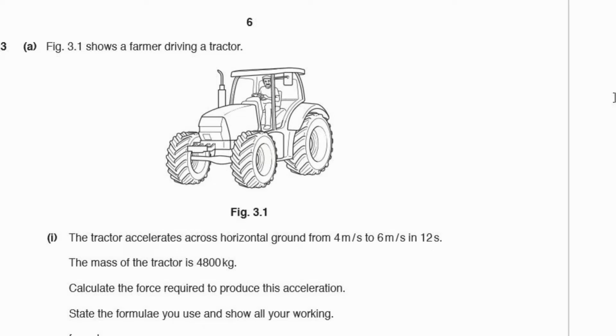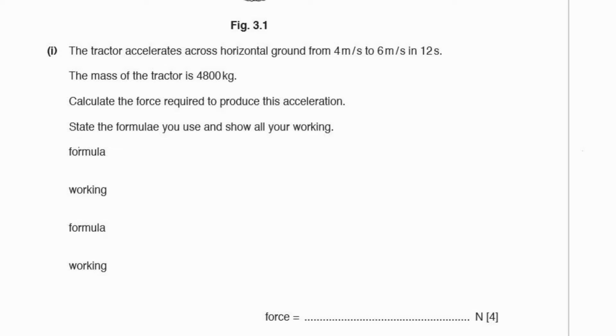Question 3. Figure 3.1 shows a farmer driving a tractor. The tractor accelerates along horizontal ground from 4 meters per second to 6 meters per second in 12 seconds. The mass of the tractor is 4,800 kilograms. Calculate the force required to produce this acceleration and state the formula you use and show all of your working out. Okay. Right, well, first things first, we've got a tractor which is accelerating.